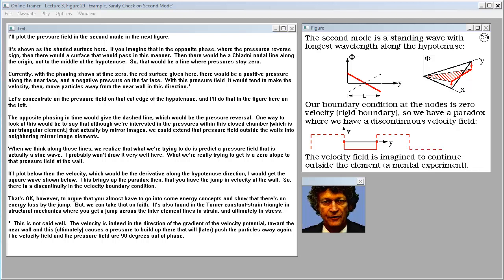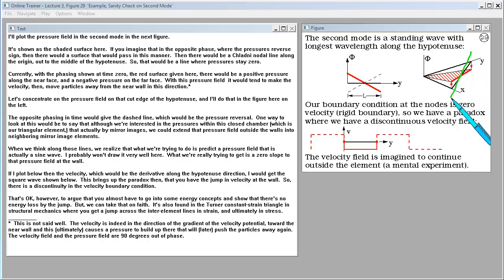I'll plot the pressure field in the second mode in the next figure. It's shown as the shaded surface here. If you imagine that in the opposite phase where the pressure is reverse sign, then there would be a surface it would pass in this manner. And then there would be a Chladni nodal line along this direction from the origin out to the middle of the hypotenuse. And that would be a line on which pressures would stay zero.